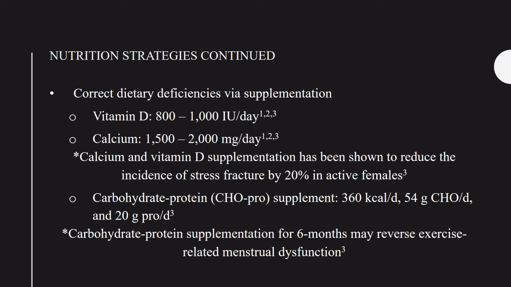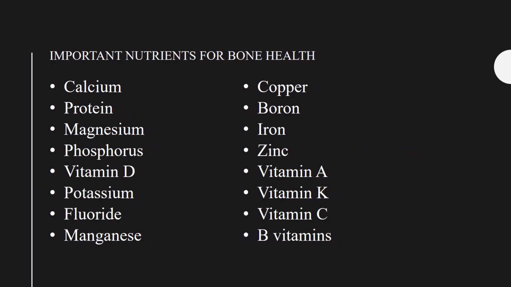This adds calories, carbohydrates, and protein. Research saw that it can reverse exercise-related menstrual dysfunction after 6 months of supplementation. This slide is about important nutrients for bone health, such as phosphorus, potassium, manganese, boron, and zinc.